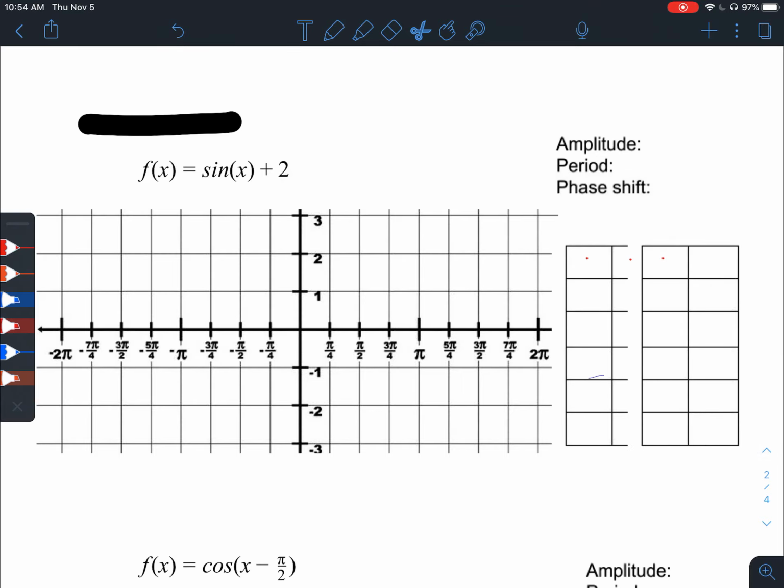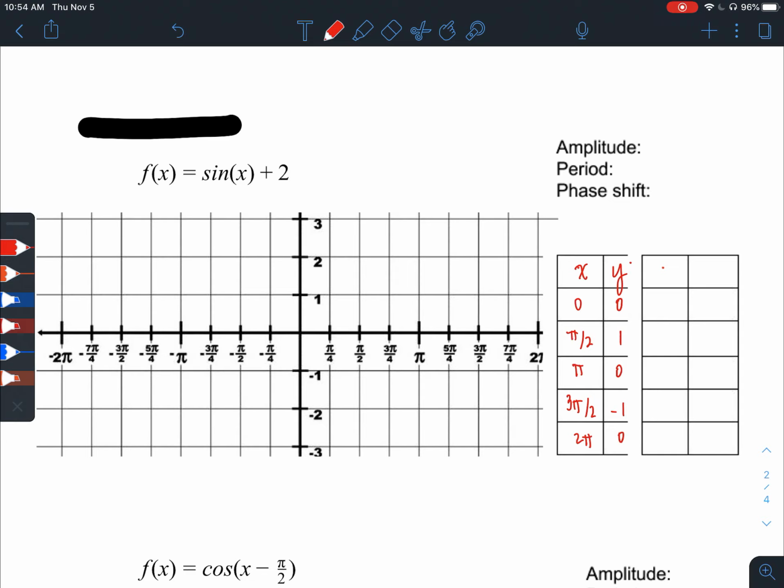Okay, so original x and y. So we start with 0, pi over 2, pi, 3 pi over 2, and 2 pi. And our y's for sine are 0, 1, 0, negative 1, 0. And these values come from the unit circle.